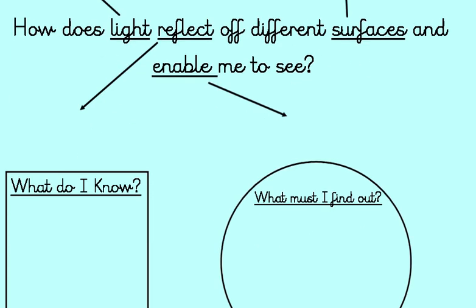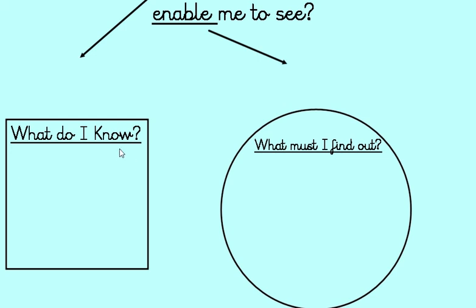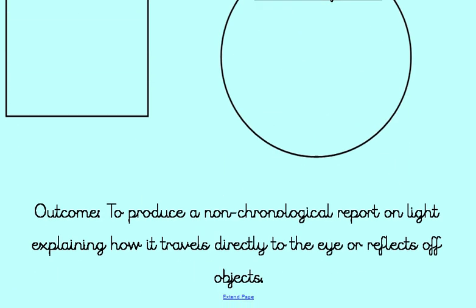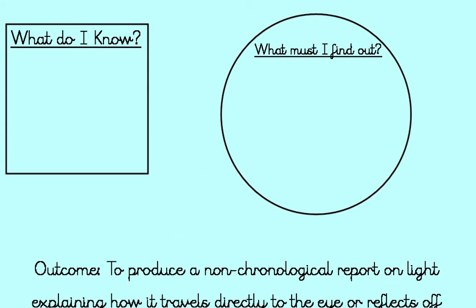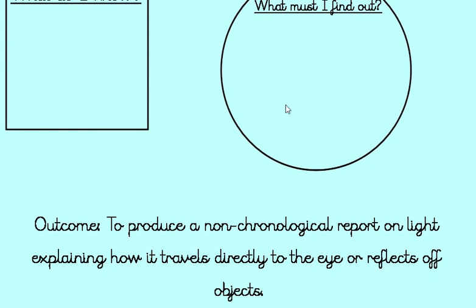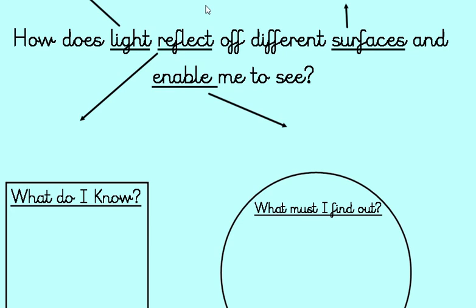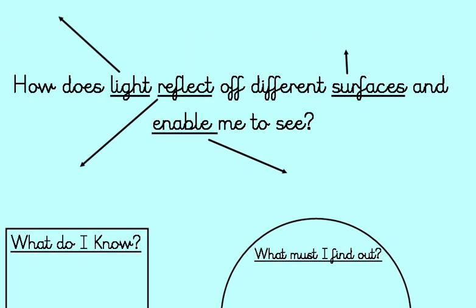Then you're going to need two sections. One section's going to be what do I already know, and the other one's going to be what can I try and find out. And then finally you're going to need a section for our outcome, so what we're going to produce at the end of our science learning journey. So you're going to need 1, 2, 3, and then with the learning journey question, 4 sections. So you need to split your page into 4 sections.